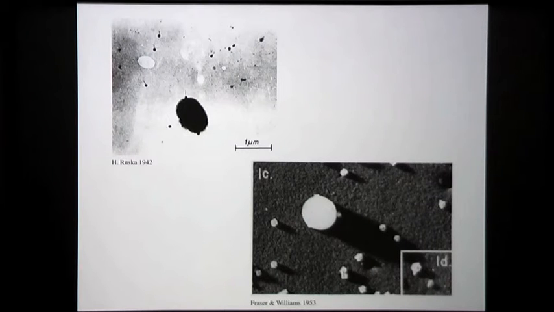If you want to find out more about the very early development of electron microscopy, Ruska's Nobel Prize lecture, he got the Nobel Prize in 1986, is available on the Nobel website, and it's well worth reading, actually. It's really quite interesting.